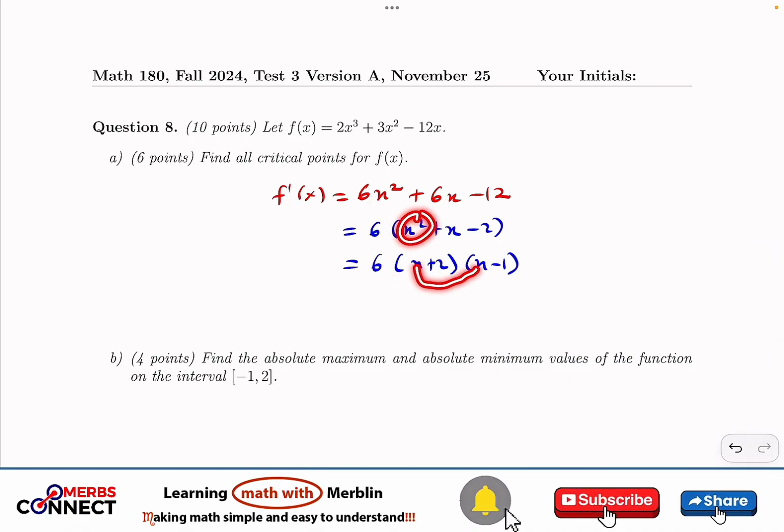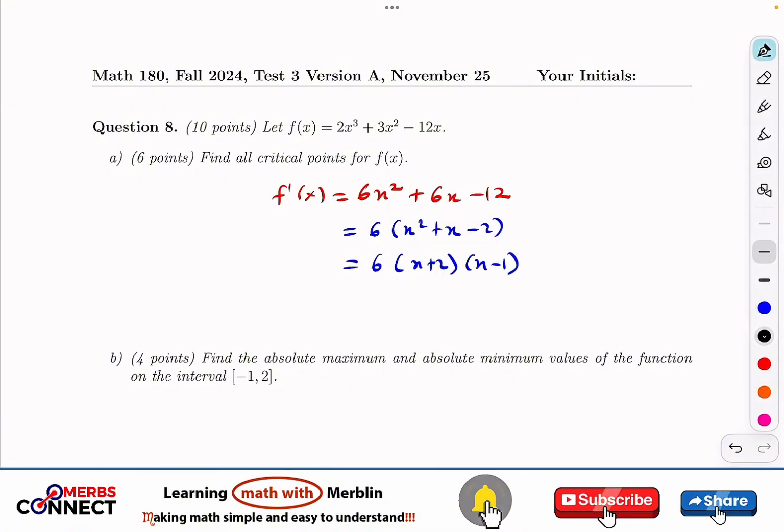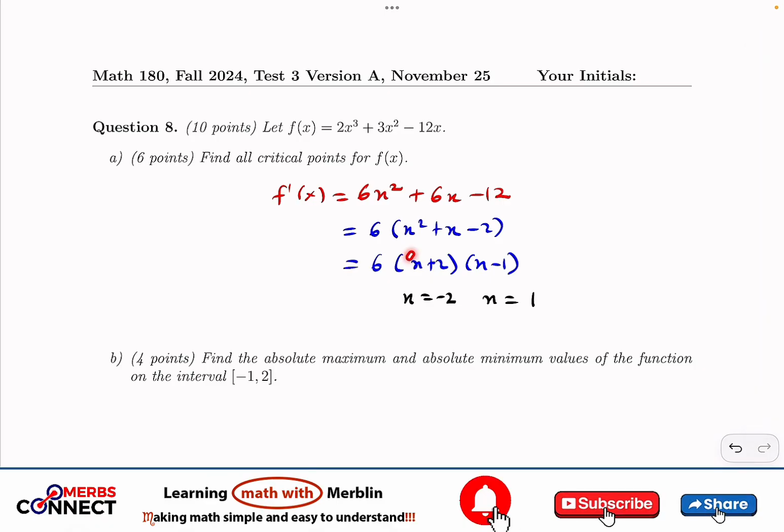X times x is x squared. X times this is minus x, and 2 times this is 2x, which gives x, and 2 times this is minus 2. So this is true. So we can see clearly here that the critical points will be when x is equal to minus 2 and when x is equal to 1. Because when minus 2 is here, this will be 0. And when 1 is here, this will be 0. So these are the critical points.